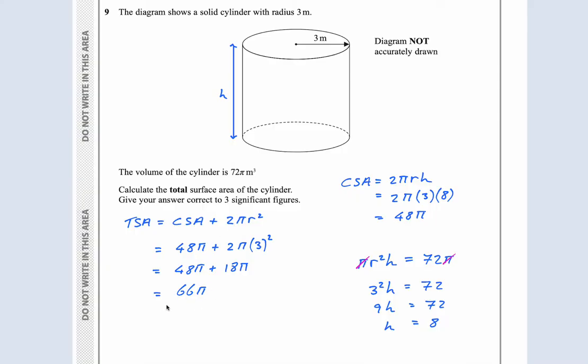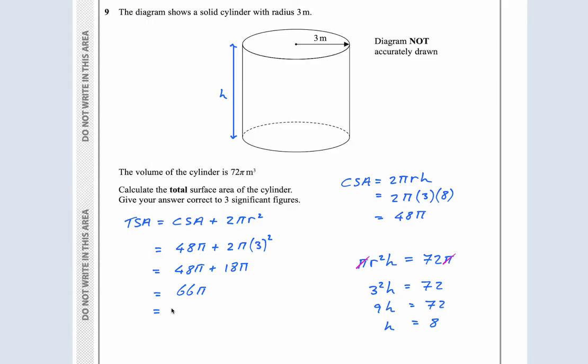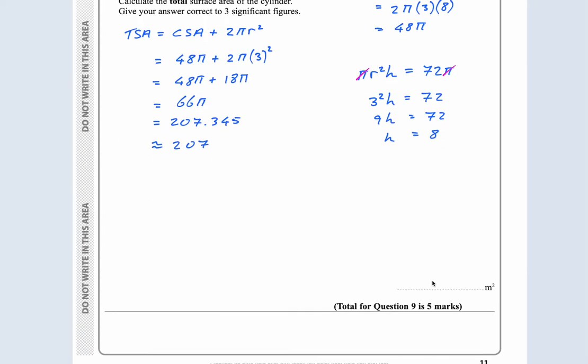Sometimes they say leave your answer in terms of pi, and that would be the answer. But he actually doesn't want that. He wants 3 significant figures. So I'm going to give him the answer he wants, which is 66 times pi. Pi is down here, the pi button, equals that, but we want to press this to get a decimal, and it's 207.345. He wants 3 significant figures, which is actually 207. So the answer is 207 meters squared.